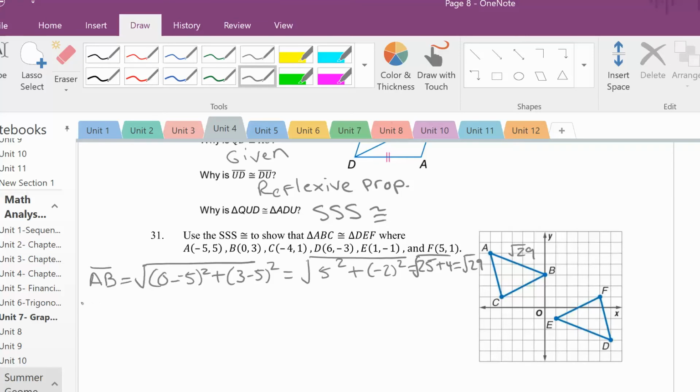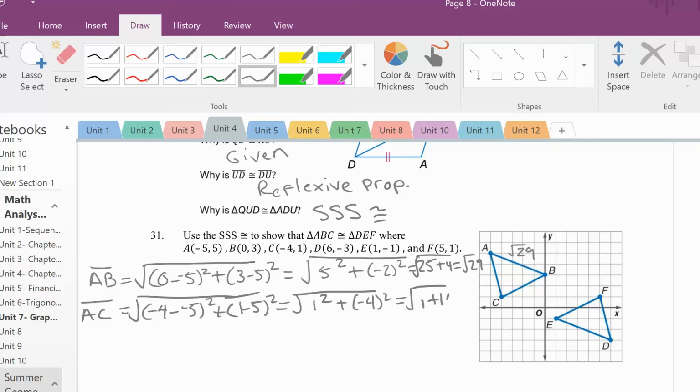Then we can do AC. So we get negative 4 minus negative 5 squared plus 1 minus 5 squared. So negative 4 minus negative 5 is 1 squared. 1 minus negative 5 is negative 4 squared. So 1 squared is 1 plus negative 4 squared, which is 16. So it's the square root of 17 is AC.